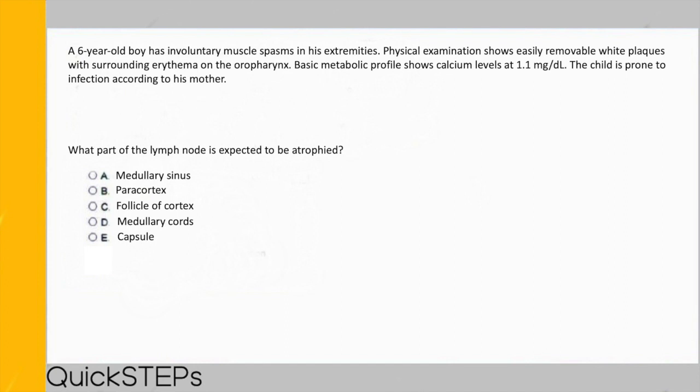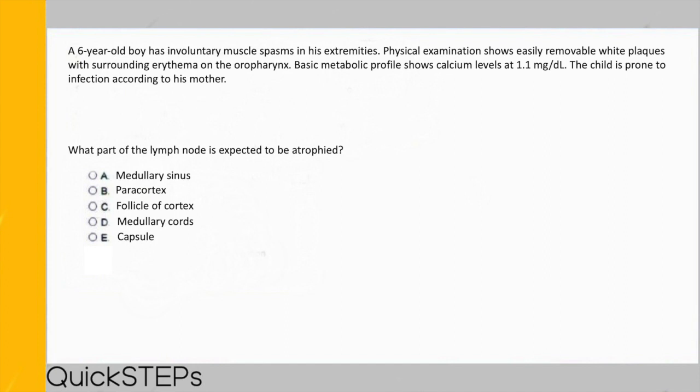Now we can read the whole question looking for key words. So, a 6-year-old boy has involuntary muscle spasms in his extremities. Physical examination shows easily removable white plaques with surrounding erythema on the oropharynx. And then we already read the rest, so we know that he has a low serum calcium. And all these lab values are actually provided in the little lab section. You can just click on the labs and it'll come with a drop-down list. And you just look for calcium and it'll tell you the normal. This is low. And the child is prone to infection according to his mother, so there's some sort of immune problem going on. Not surprising, as this is the immune section.